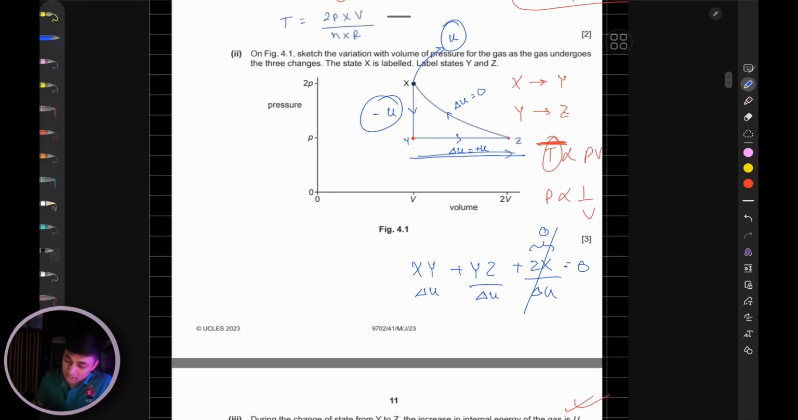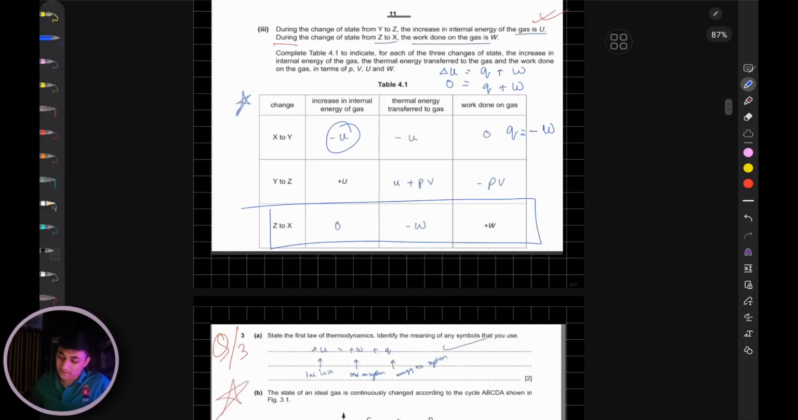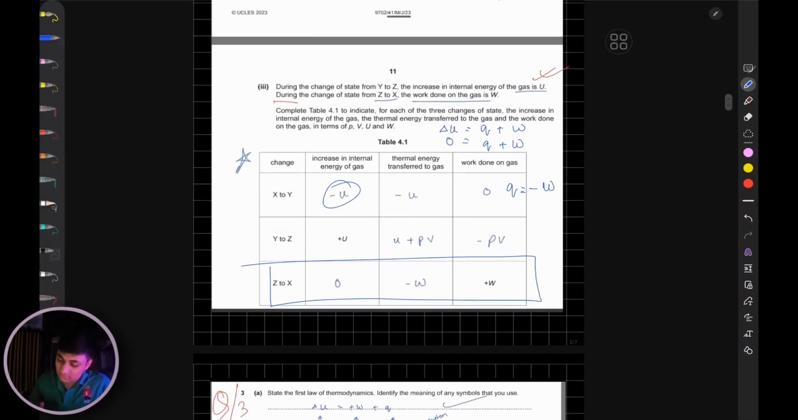So let's see now, minus U plus U plus 0, is it 0? Yes, it is. This is going to be cancelled off and you're left with 0. So whatever gain of internal energy happened from Y to Z, the same decrease had happened from X to Y. Otherwise, the internal energy cannot come back to the same amount at X. Therefore, you know the change in internal energy from X to Y. What is it? Minus U.